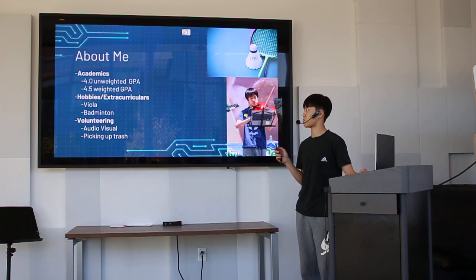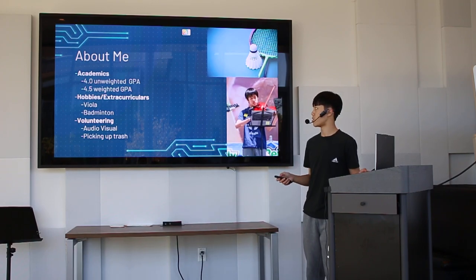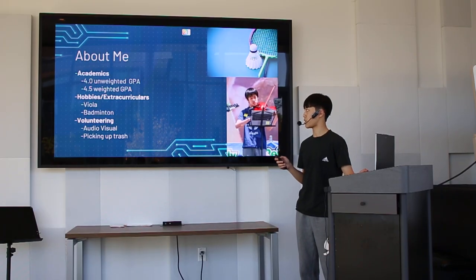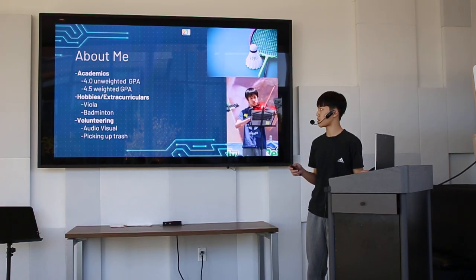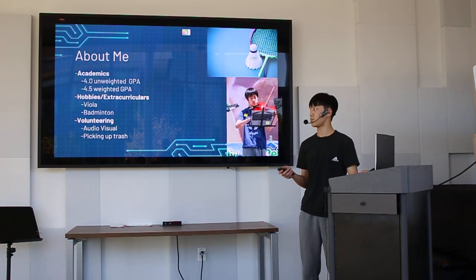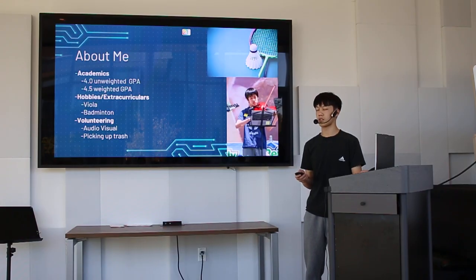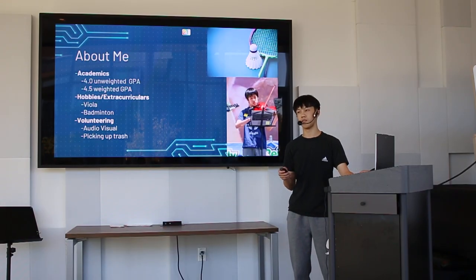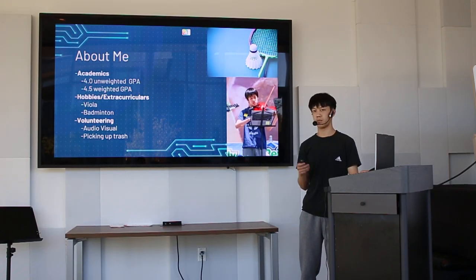So my name is Welton. I am a sophomore at Cosmet Academy. I have a 4.0 unweighted GPA, 4.5 weighted GPA. And in my free time, I like playing viola and badminton. And for volunteering, I do audiovisual at a variety of shows. And I also pick up trash.